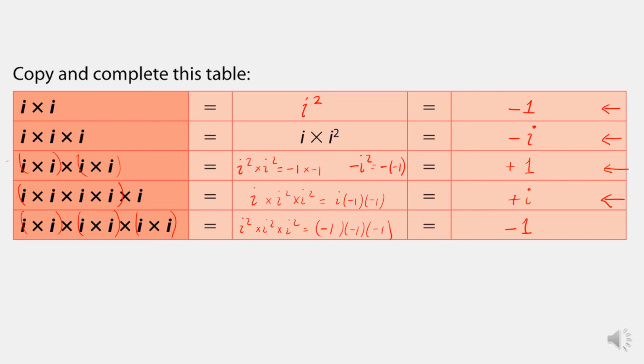It's the same. So here you've got a repeating pattern now, and yes, it does continue like that. After minus 1 will come minus i, after that plus 1, and after that plus i. So just looking out for the powers of i, if you can break them up into i squares, each i squared is minus 1.